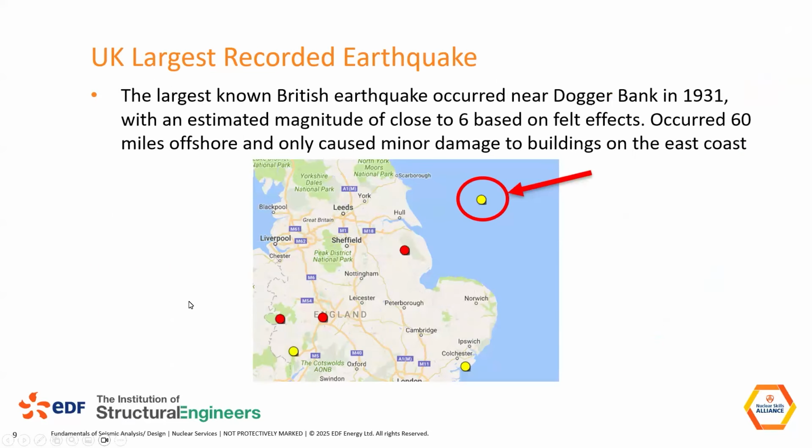Generally, they're not that big. I think the largest believed earthquake that we've recorded is 1931. But again, this is an estimated one, so it's based on, you know, verbal accounts of how people felt, and it only caused minor damage to some of the buildings on the east coast of England.